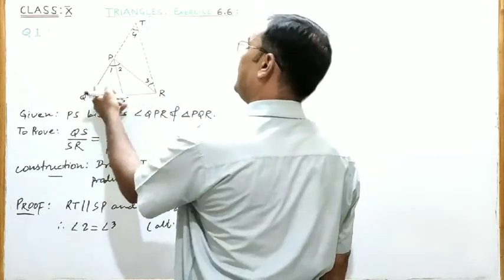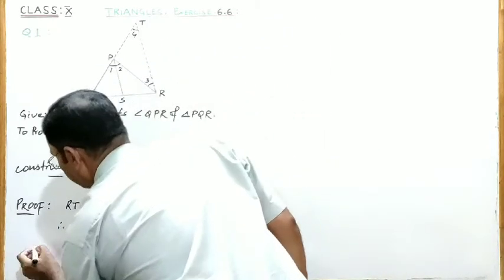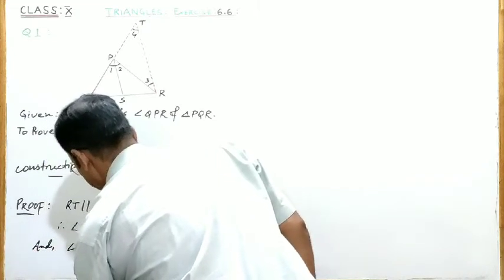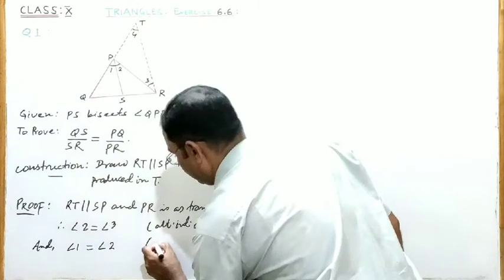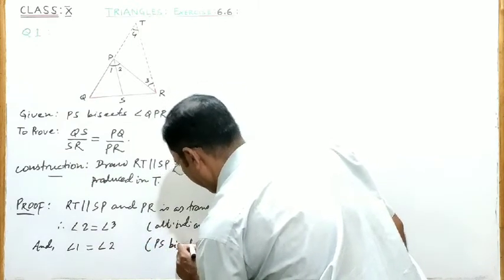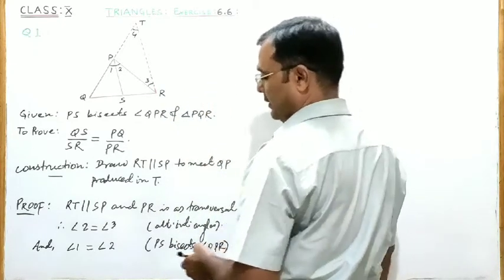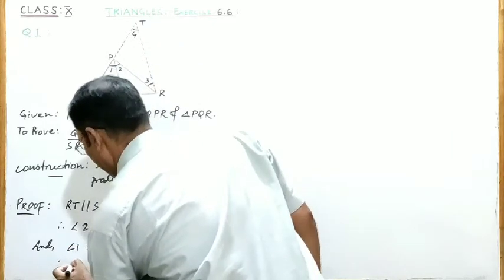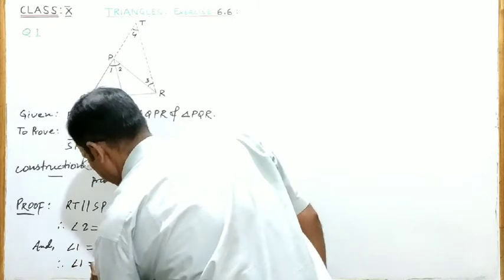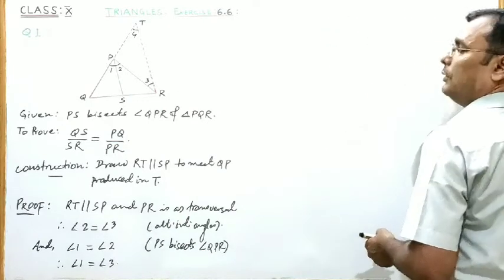PS bisects angle QPR, so angle 1 is equal to angle 2, because PS bisects angle QPR. Therefore, angle 1 is equal to angle 3.